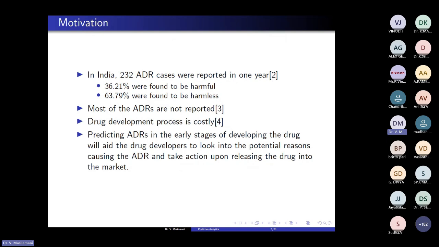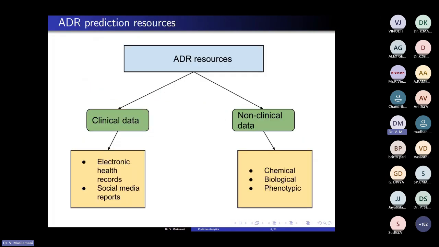And usually the drug development process is costly, because it takes a lot of time, we need a lot of human samples, and you need to pay a lot for them. So it's a costly effort. And predicting ADRs in the early stages of developing a drug will help the drug manufacturer a lot.